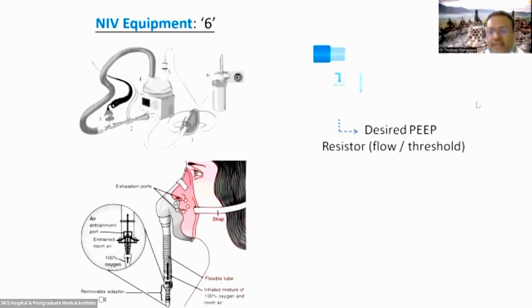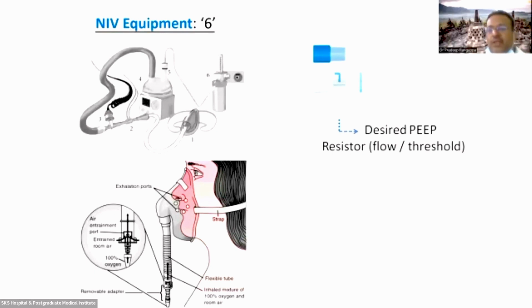And generally, with NIV, you can have a single limb or a two limb. When I say it is the ICU sort of ventilator we use, it is expected that we have a two-limbed circuit. If for some reason you are using a one-limbed circuit, one has to put in a PEEP valve, with the flow or threshold resistor. And this PEEP valve helps you to provide adequate PEEP in patients.